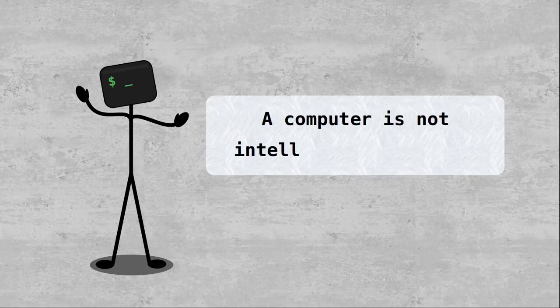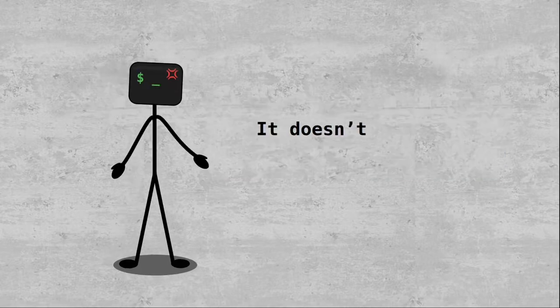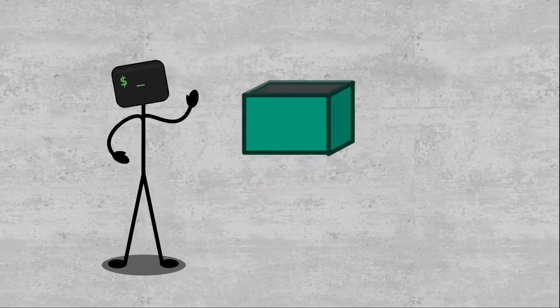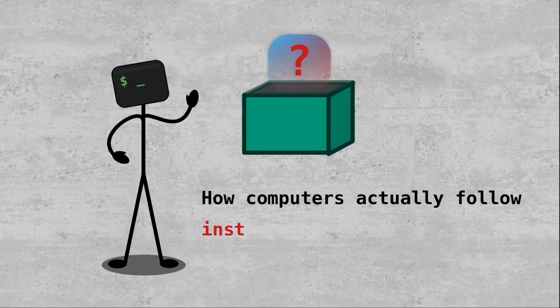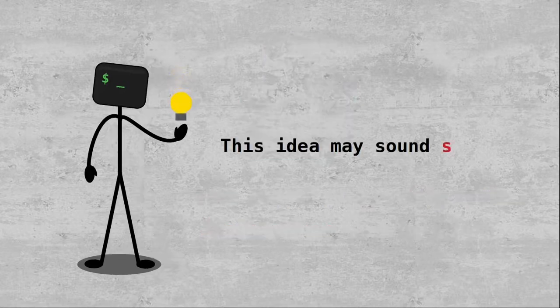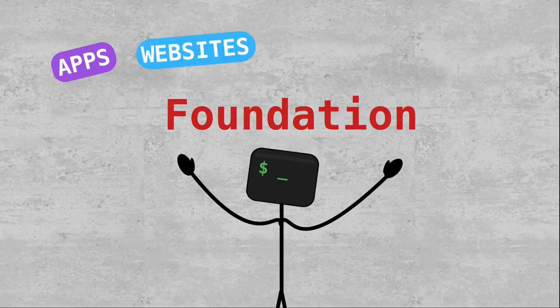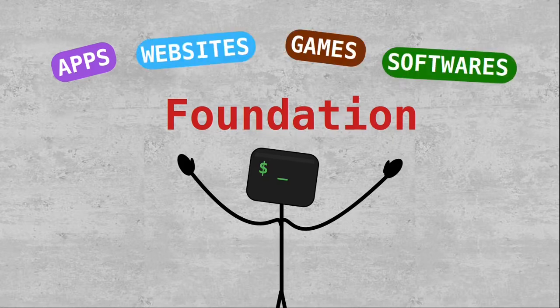A computer is not intelligent on its own. It doesn't think or understand intentions. In this video, we'll go one step further and look at how computers actually follow instructions, step by step. This idea may sound simple, but it is the foundation behind every app, website, game, and piece of software you use today.